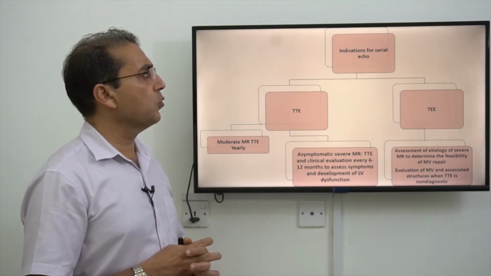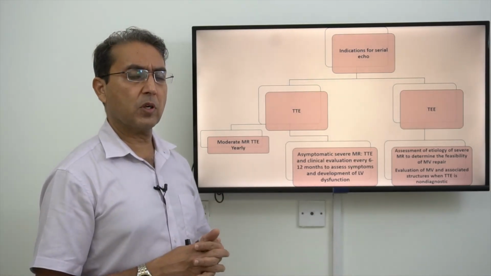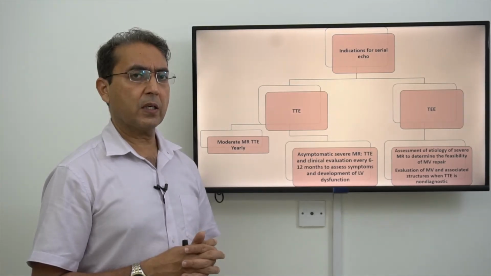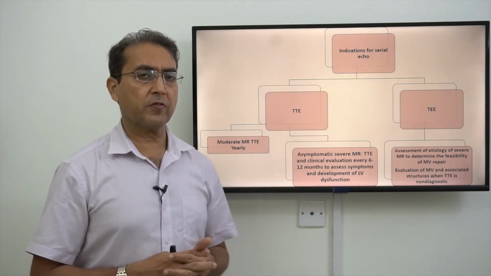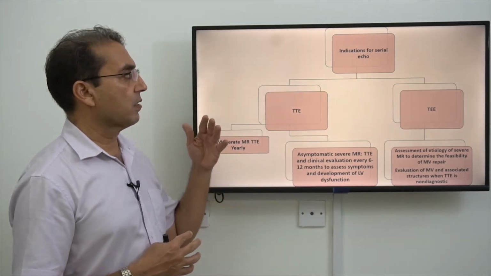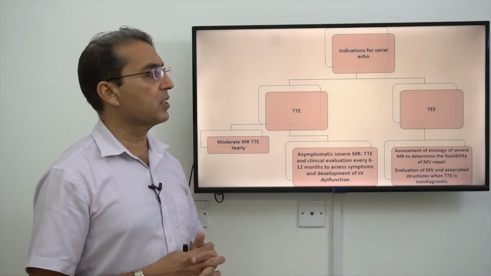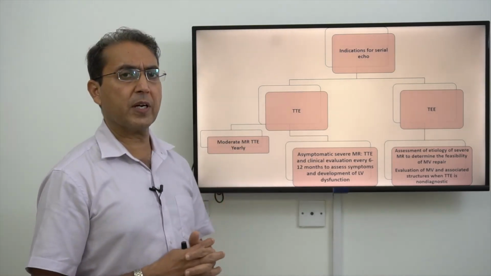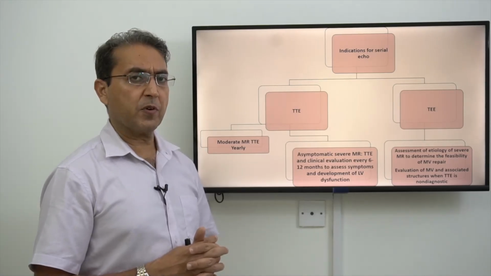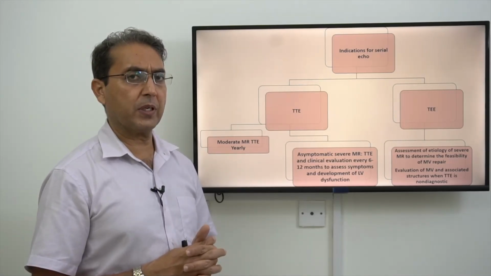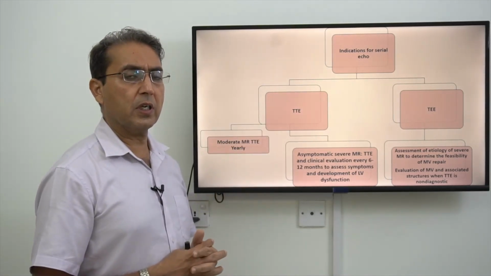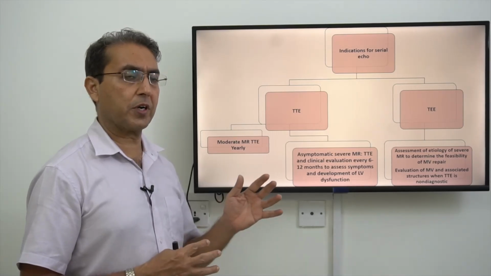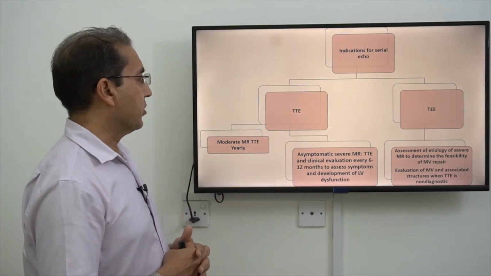Now, who are the patients who require serial echo? Patients who are asymptomatic may not have severe disease, but since this disease is progressive, we have to see the progression of the disease. This can be done by echo. Sometimes it can also be done with brain natriuretic peptides such as pro-BNP. But practically, serial echo is the investigation of choice for assessing the progress of mitral regurgitation.